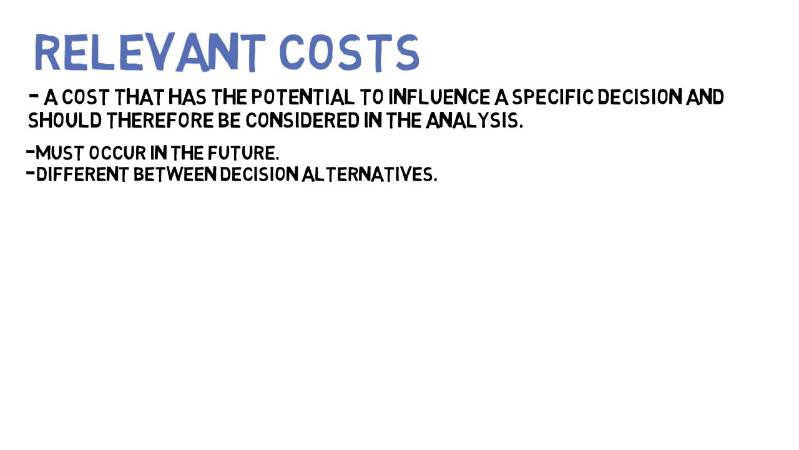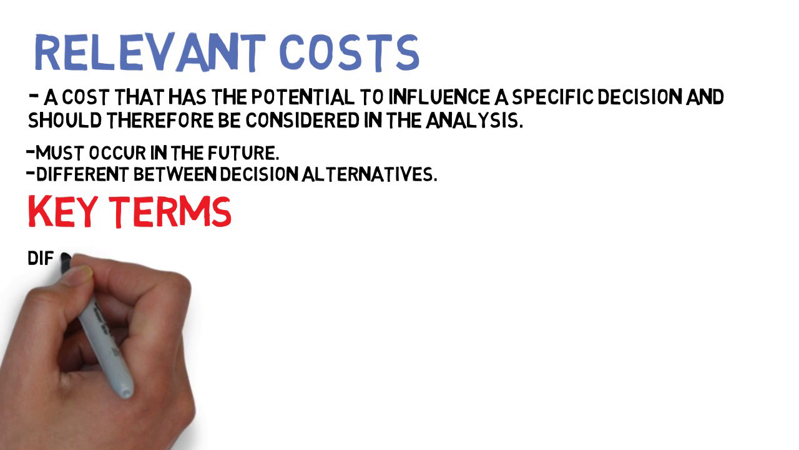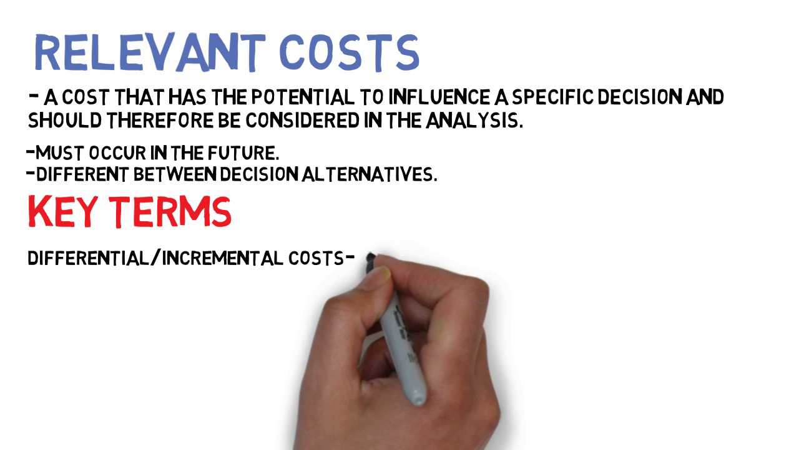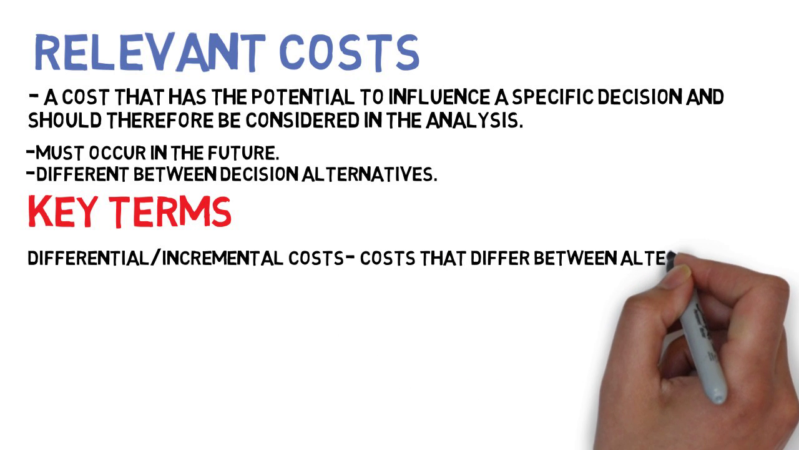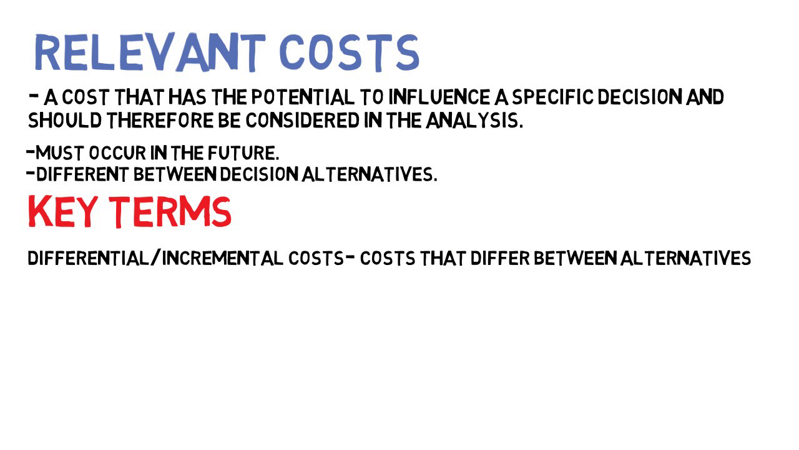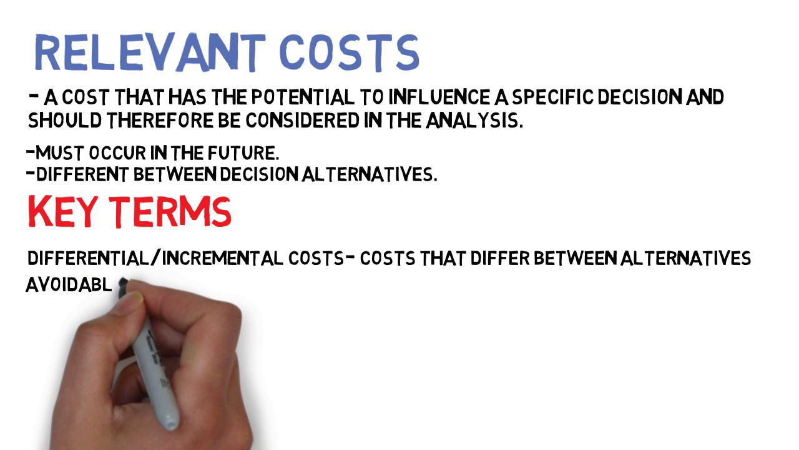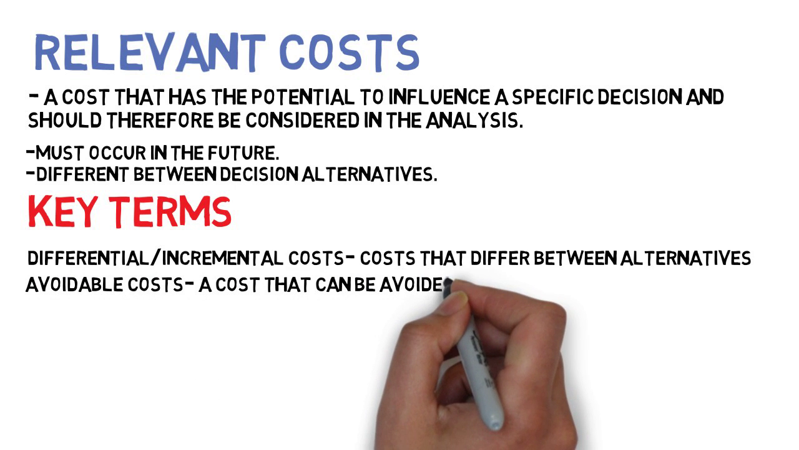Here are going to be the key terms. Differential, incremental costs are costs that differ between alternatives. An avoidable cost is a cost that can be avoided by choosing the other alternative.